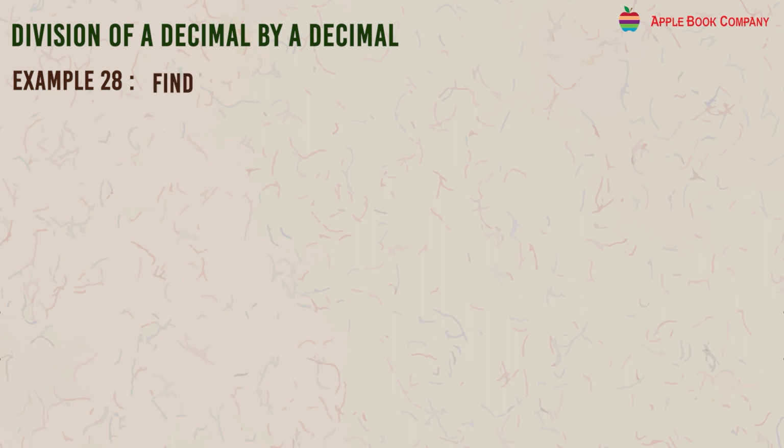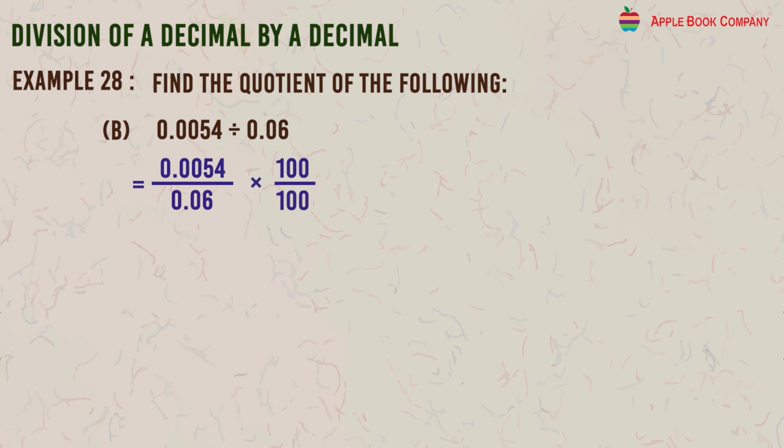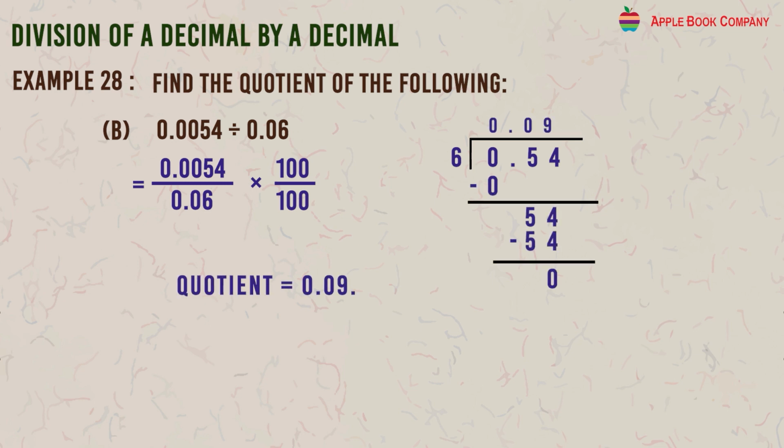Example 29. Find the quotient of the following. A bit: 0.036 divided by 0.4. 0.036 by 0.4 into 10 by 10 becomes 0.36 by 4, which equals 0.09. Quotient is 0.09. B bit: 0.0054 divided by 0.06. Multiply by 100 on both sides to convert it into a whole number. Now 0.54 is divided by 6 and we get the quotient 0.09.